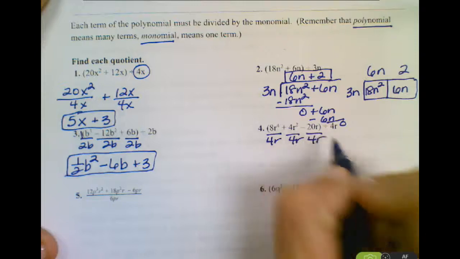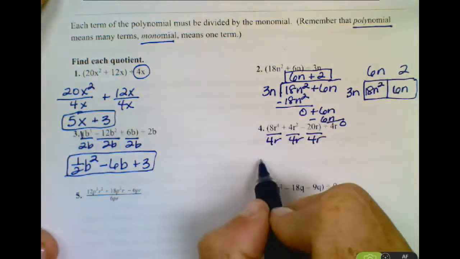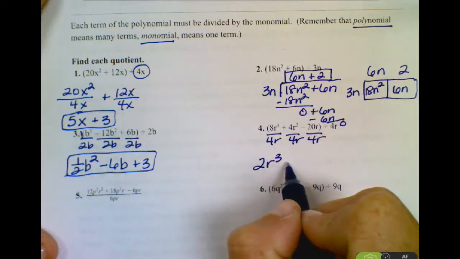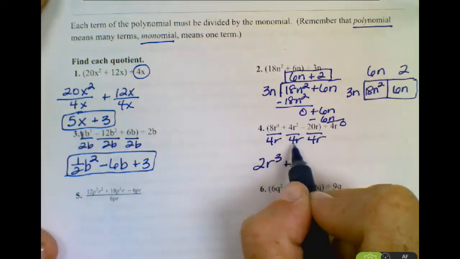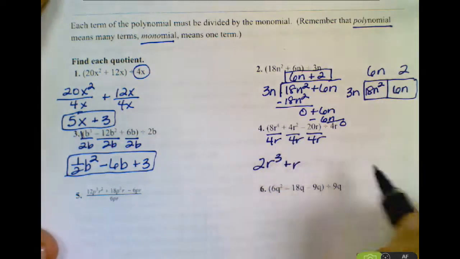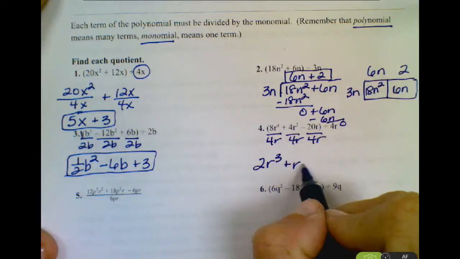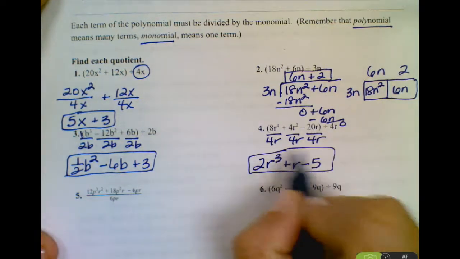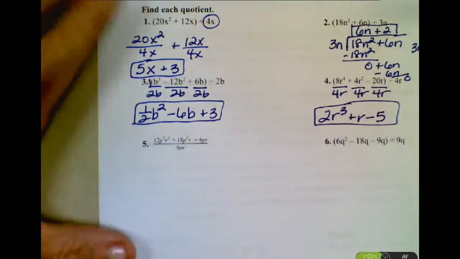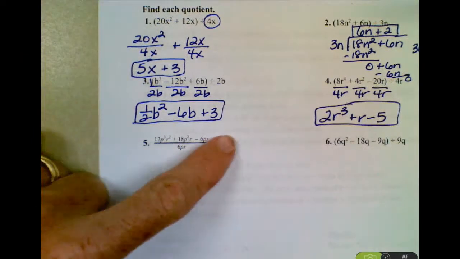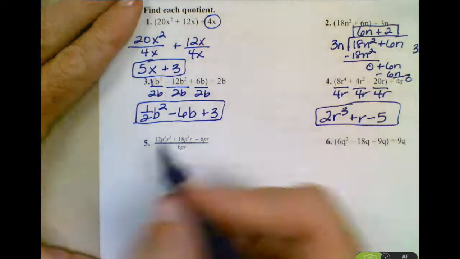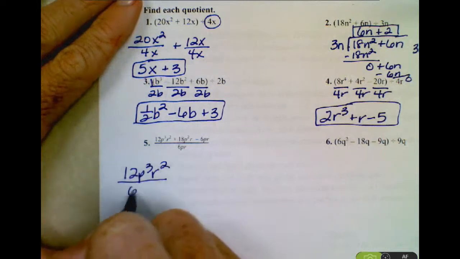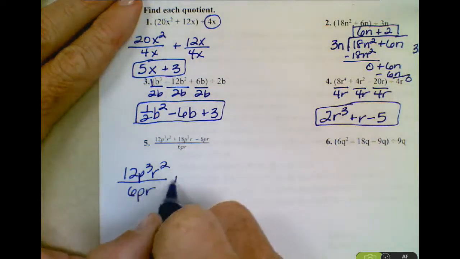Dividing everything by 4r. 8 divided by 4 is 2. R fourth divided by r is r to the third. 4 divided by 4 is just 1. R squared divided by r is just r. Negative 20 divided by 4 is negative 5. R divided by r is just 1. Okay? Last one, you'll see that this is written differently over one single denominator, but it still means that each one of those is being divided by the 6pr.